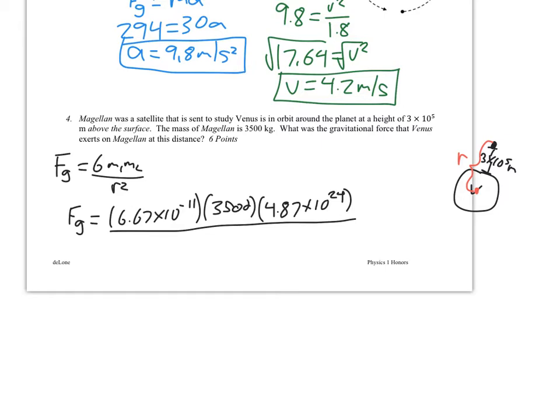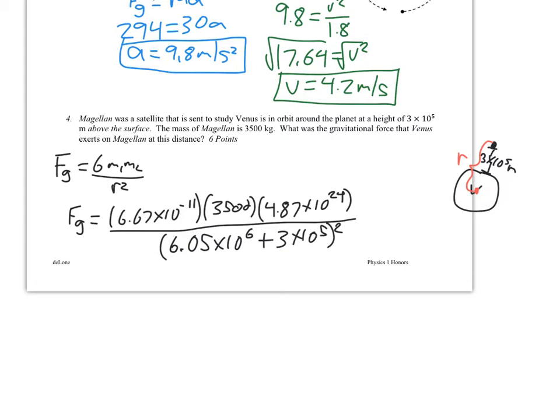Now keep in mind, we have to do that radius from the center of Venus. And so what that ends up being is we're going to take the radius of Venus itself, which again we get from our planetary data sheet, 6.05 times 10 to the 6th, and we're going to add in the height above the planet, and then we're going to square that.